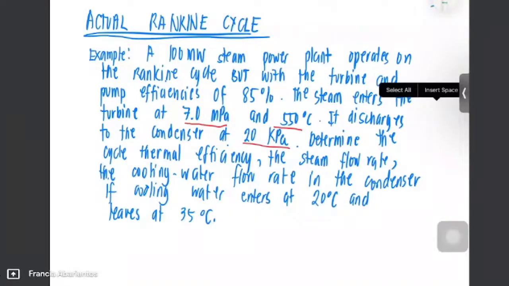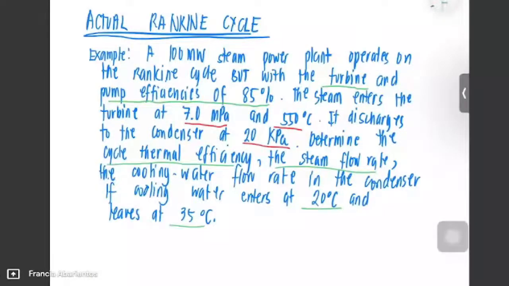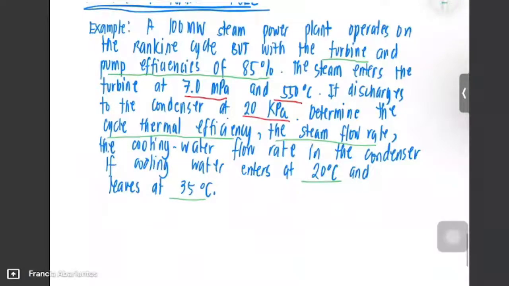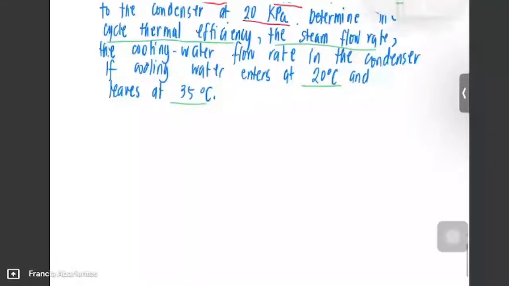We have the turbine pump efficiency is 85%. Sinabi parehas na 85% and pinapahanap sa atin cycle thermal, the steam flow rate, and the cooling water rate. Given sa atin yung entering water and the leaving water. Okay? Leaving temperature of the water. Okay? To represent this, ayan, black.